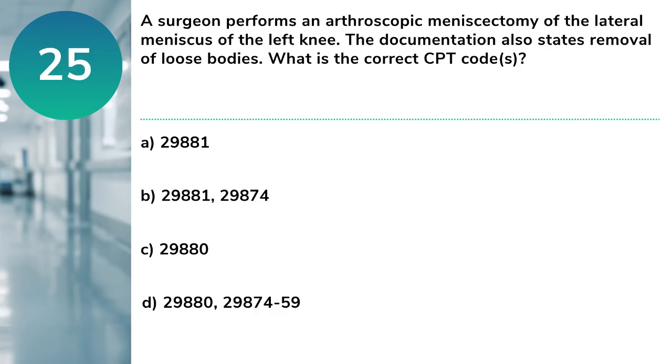Question 25. A patient undergoes repair of a complete rotator cuff tear, open approach. The surgeon also performs an acromioplasty as part of the procedure to allow adequate space for the repair. What CPT codes should be reported? A. 29827. B. 23412. C. 23412, 29826-59. D. 23412, 23415.